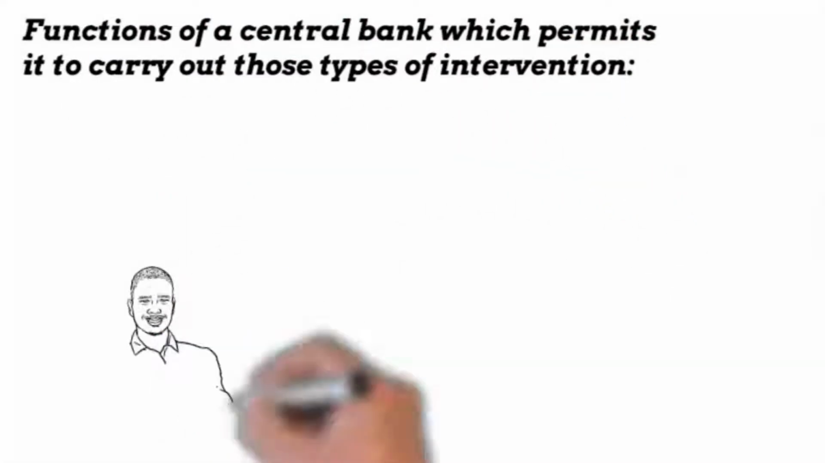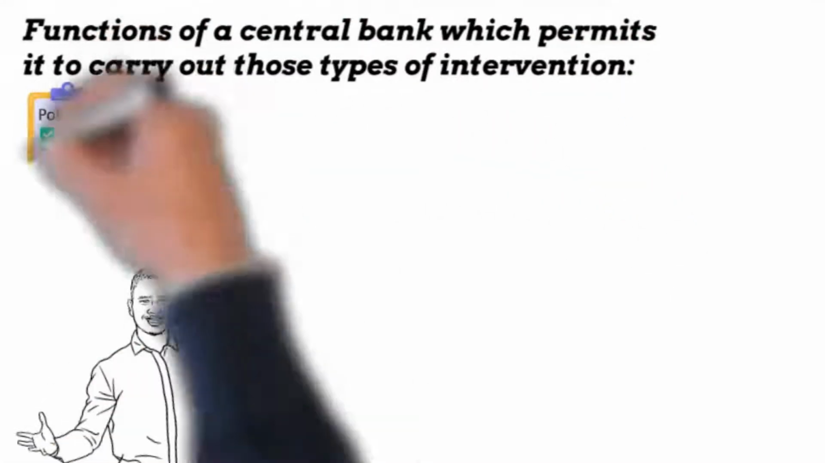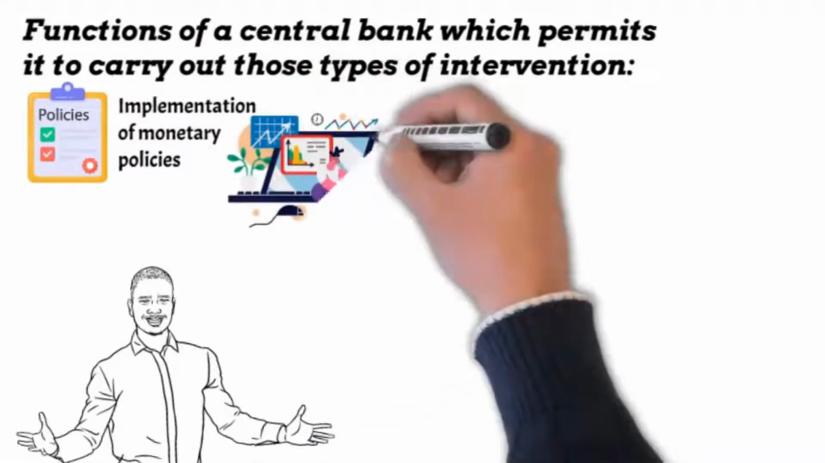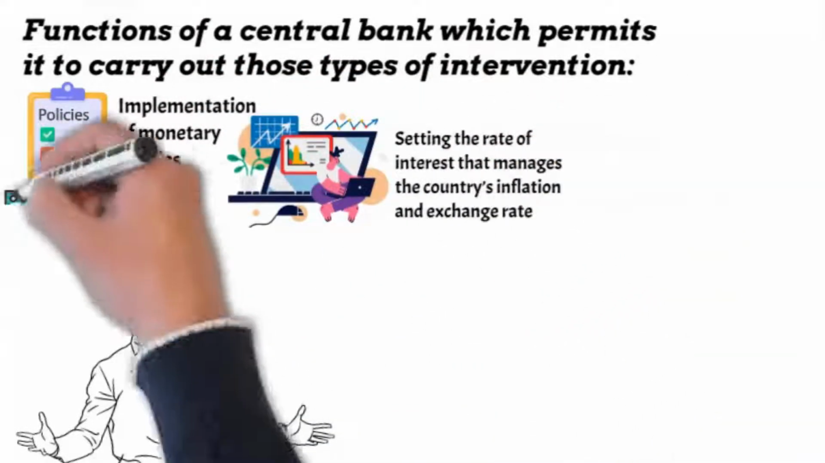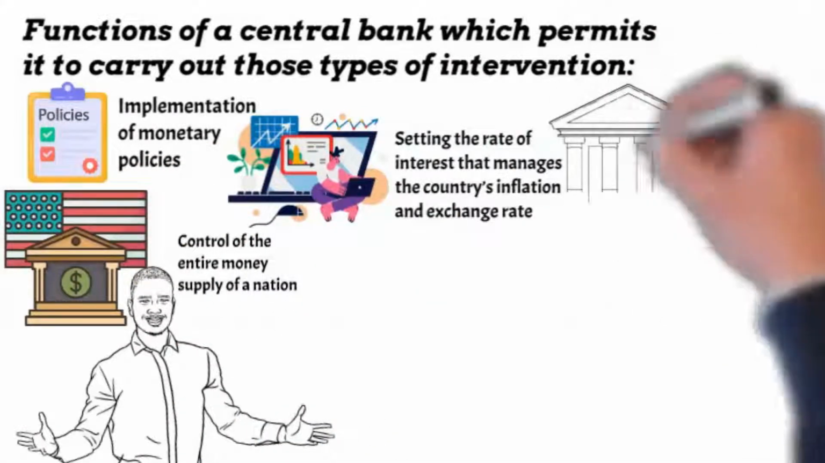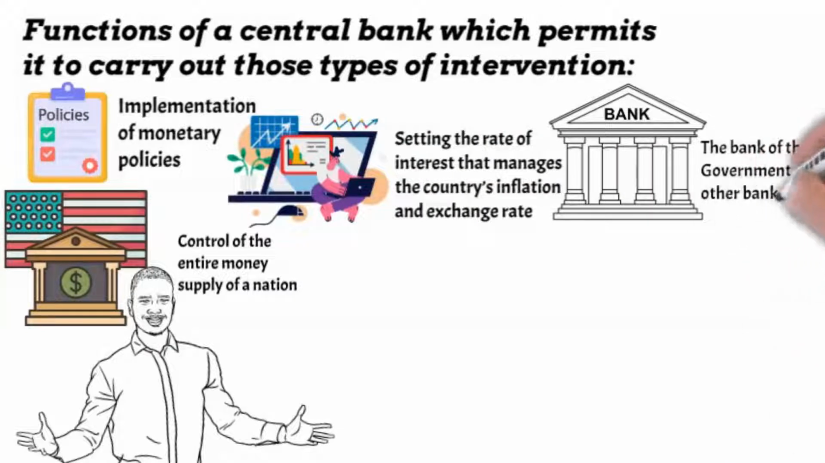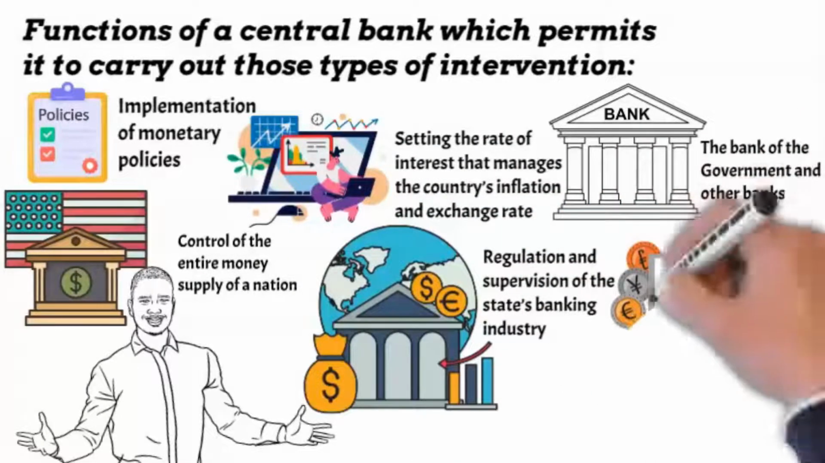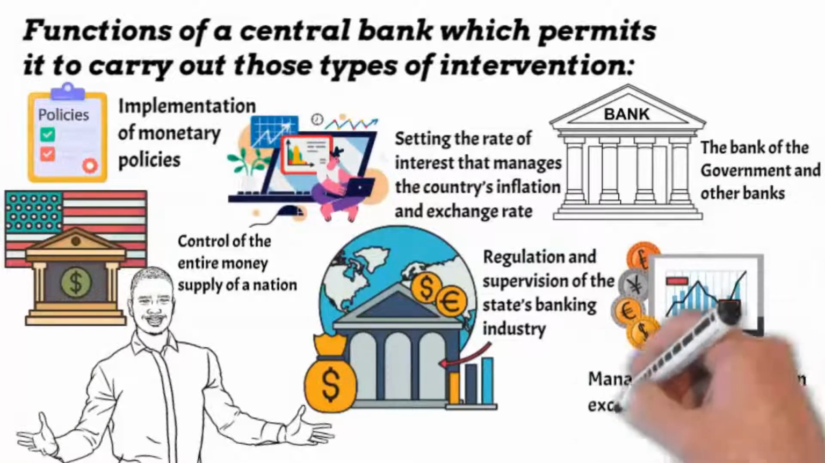Functions of a central bank which permits it to carry out those types of intervention. Implementation of monetary policies: setting the rate of interest that manages the country's inflation and exchange rate. Control of the entire money supply of a nation. The bank of the government and other banks. Regulation and supervision of the state's banking industry. Management of the foreign exchange and government bonds of the country.